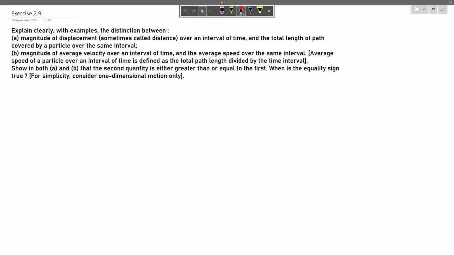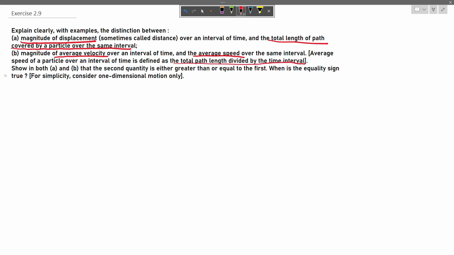The question says, explain clearly with examples the distinction between magnitude of displacement, sometimes called distance, over an interval of time and total length of path covered by the particle over the same time interval. And in B we have magnitude of average velocity over an interval of time and the average speed over the same interval. Average speed of a particle over a time interval is defined as the total path length divided by the time interval.